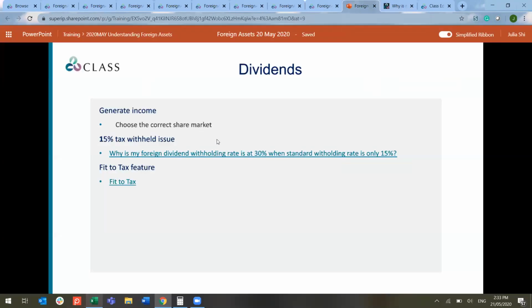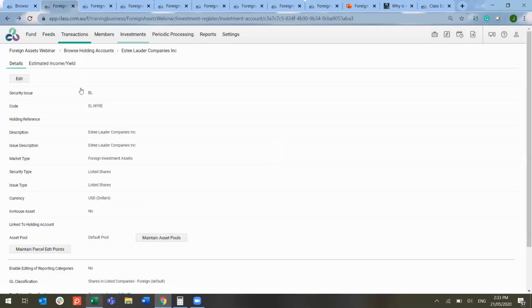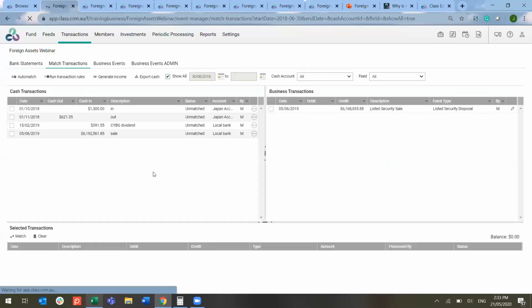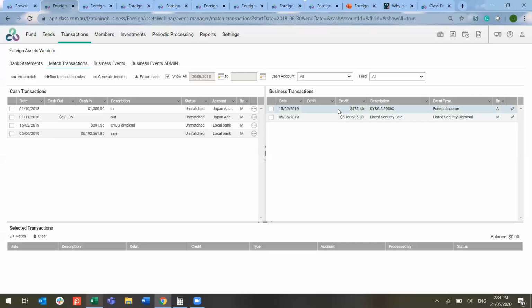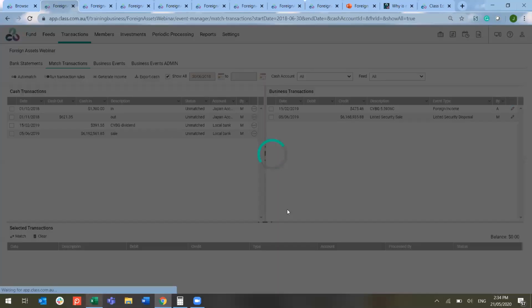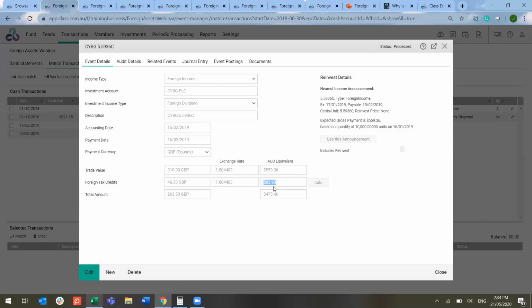So now I'm going to demo the generate income feature and also the fit to tax feature. In this case, I'm going to use CYBG as an example. Going to the transactions, match transaction screen, if I click on generate income and create this income, you can see that the actual income event itself is showing 475, and I've got this much as my foreign tax credits. So the total dividend income is $559.